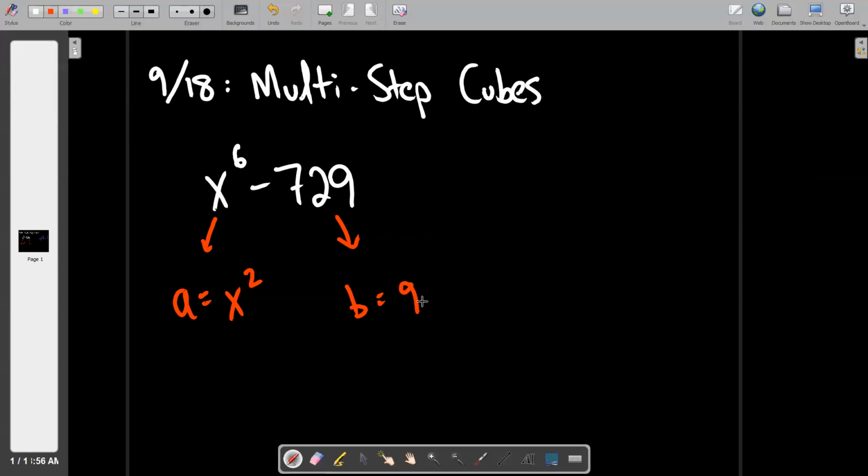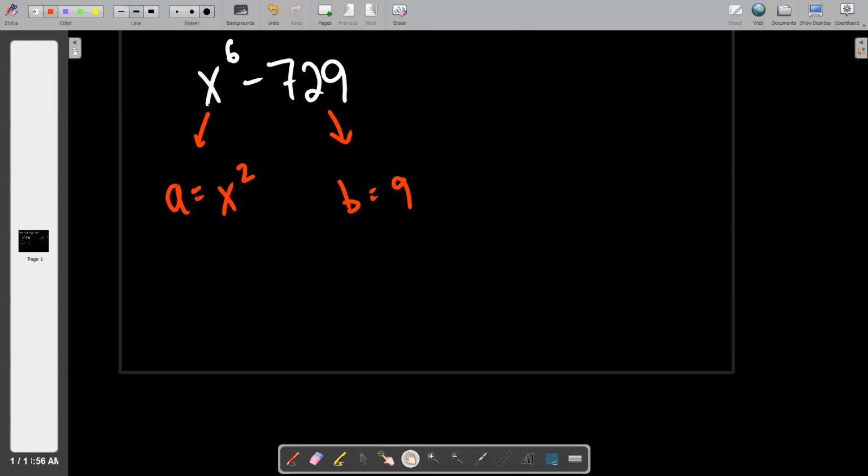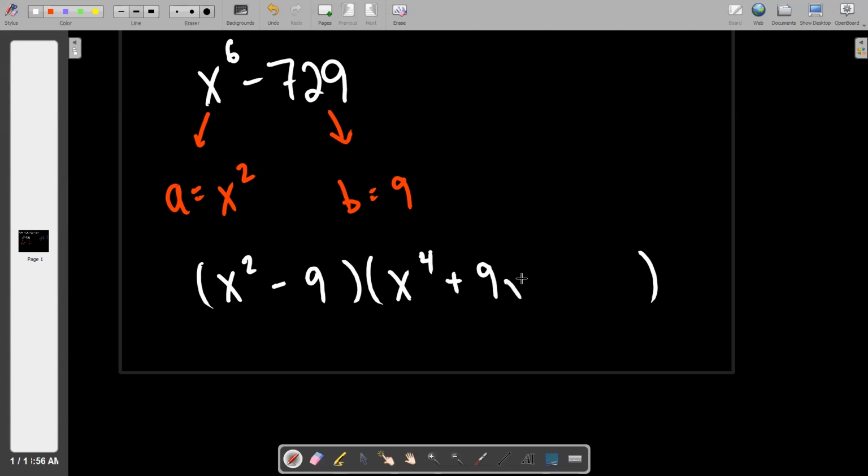So now that I have my A and my B, I can just plug them into the short set, long set template. I'm going to get it set up, and it's going to look like this. Short set, long set. What goes in the short set? Yeah, A minus B. Good. And then what goes in the long set? X to the fourth. Remember, that's where we put A squared, and x squared squared is x to the fourth. Then what?